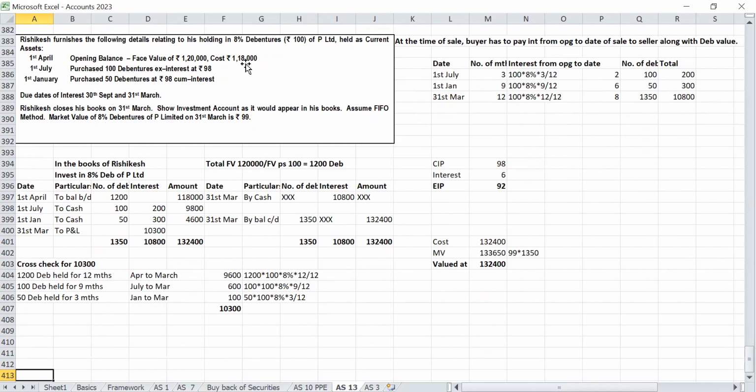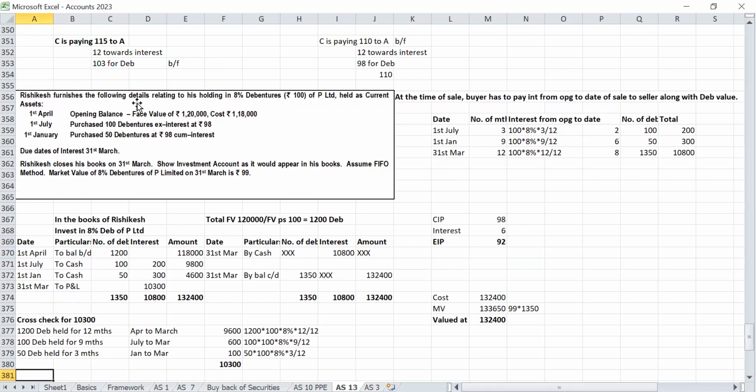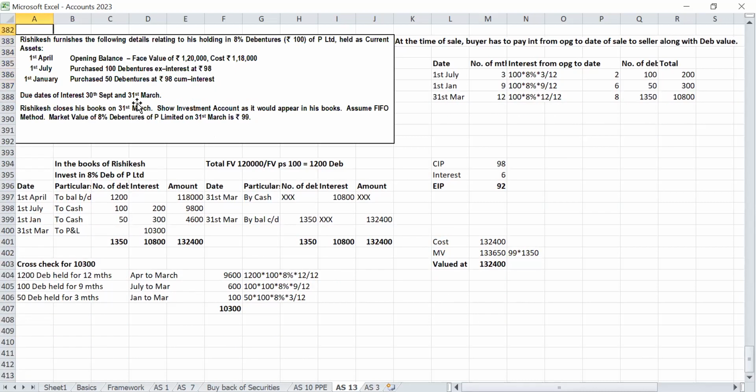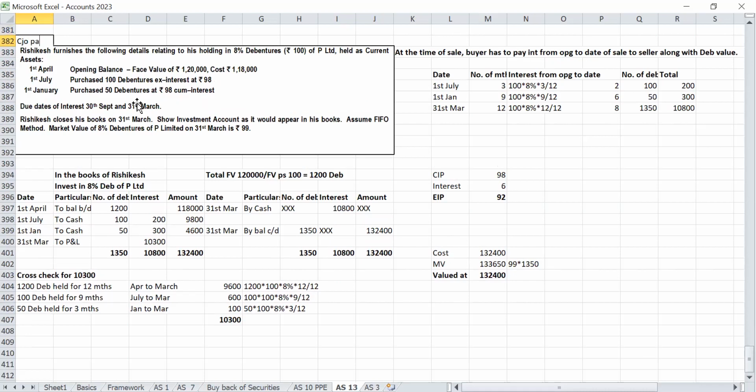Same question. Receipt, furniture, debentures, opening balance, everything same. Due date of interest: 30th September and 31st March. In the previous sum, interest was paid on 31st March, so 1 year, the company pays annual interest. In this case, the company pays half yearly interest. One more point will come.